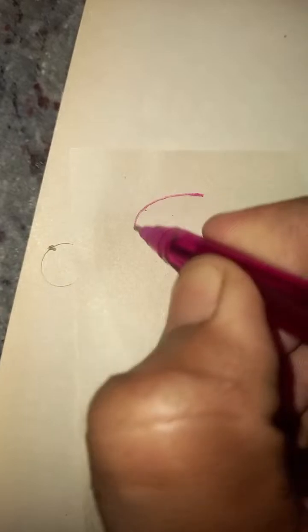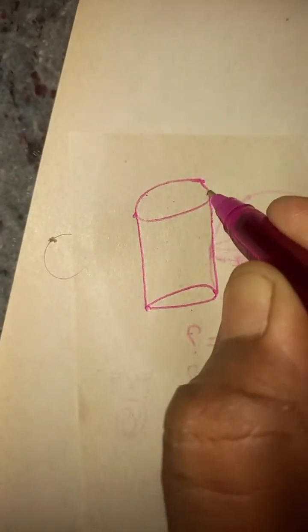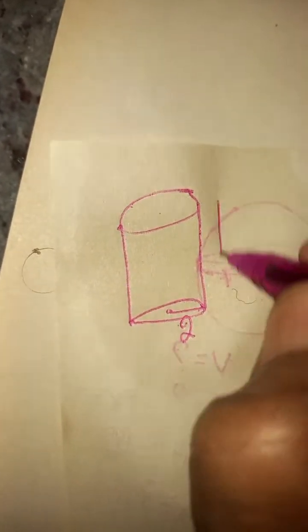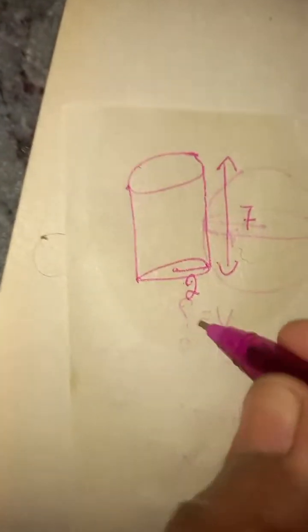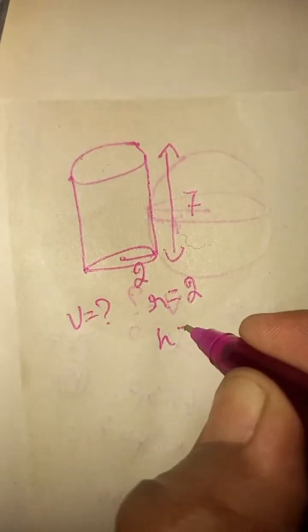Let's take one more cylinder. In this cylinder they have given the radius as 2 units and the perpendicular height as 7 units. You need to find out what's the volume. Here the radius is 2 units and the perpendicular height is 7 units. You can do this out completely like this.